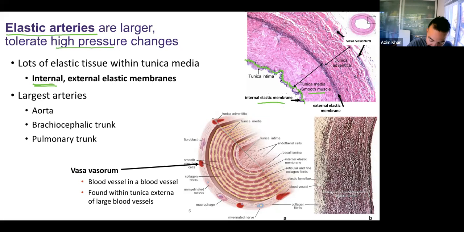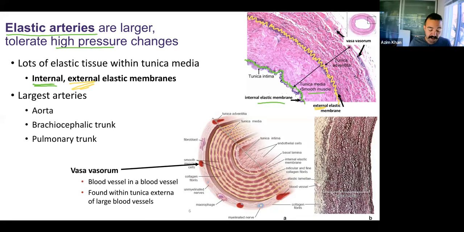And then you have an external elastic membrane. That's the border between tunica media and adventitia. This is a very apparent thing for elastic arteries, to see these 2 distinct borders of the tunica media. And that just emphasizes how much elastic fibers there are in tunica media, in addition to smooth muscle.